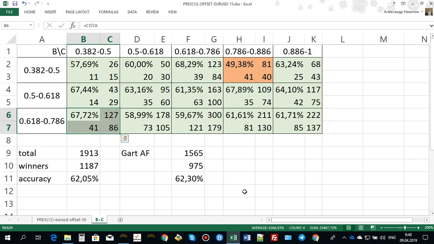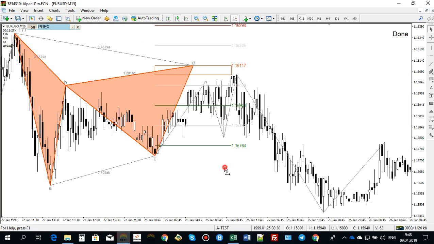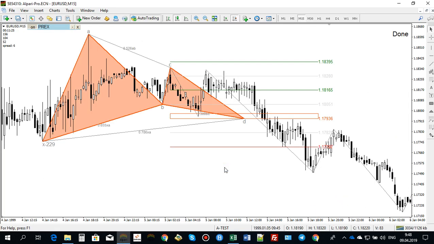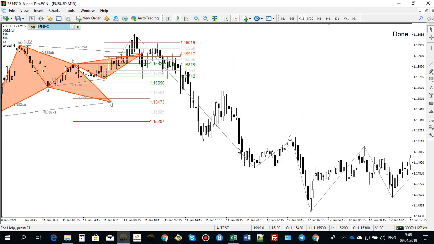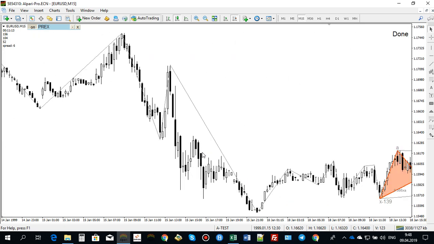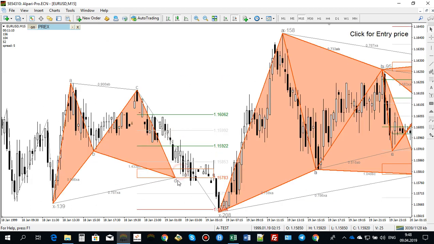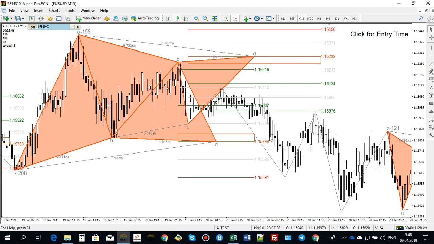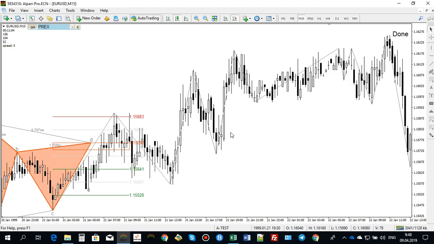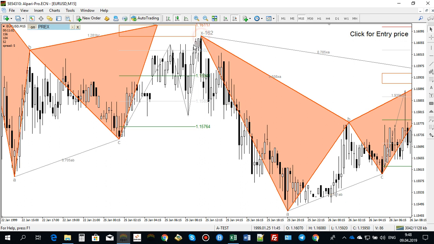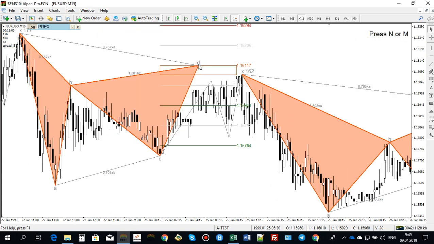don't save. I need to rebacktest that from the very beginning because my file was opened. When the file is opened, it cannot be modified. So okay, this one was a winner. This one was a winner. This one was a winner. We are going more. This one was a winner. This one was a loss. This one was a loss. And this one was a win.